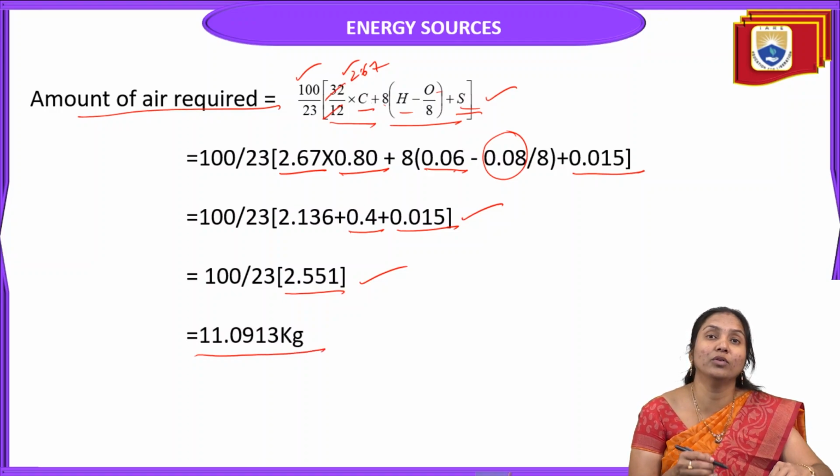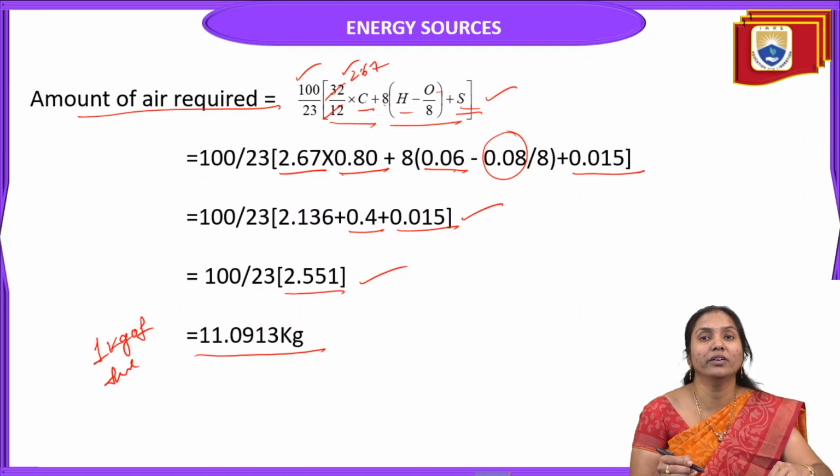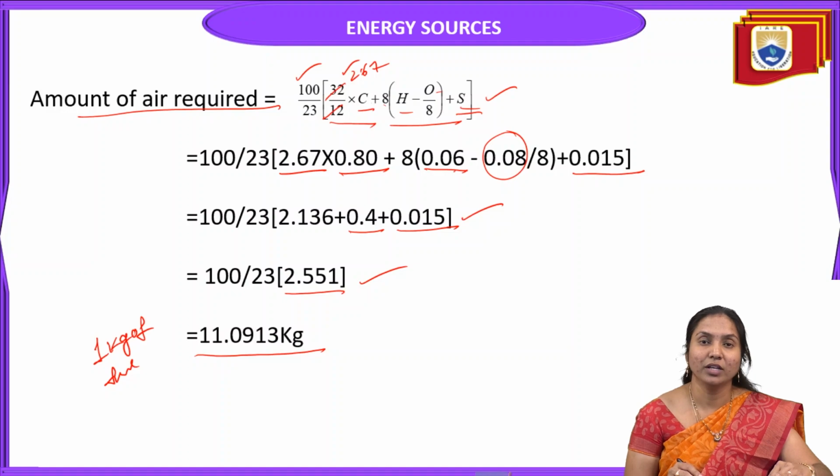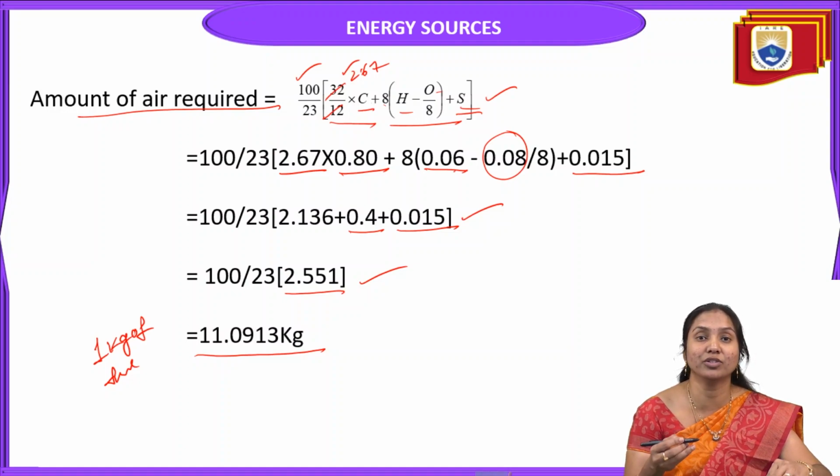After calculation, finally we get 11.0913. So the amount of air required for complete combustion of 1 kg of fuel is 11.0913 kilograms. In this way, you can calculate how much amount of air is required for complete combustion of fuel. In this session, we learned how to calculate how much amount of air is required for complete combustion of fuel, what the steps involved are, and what we should remember before the calculation. So I hope you understood all.